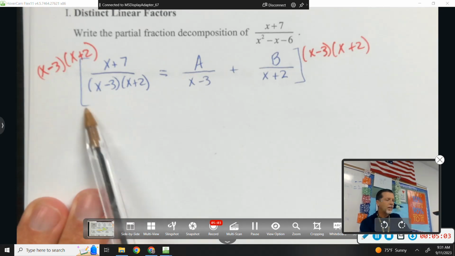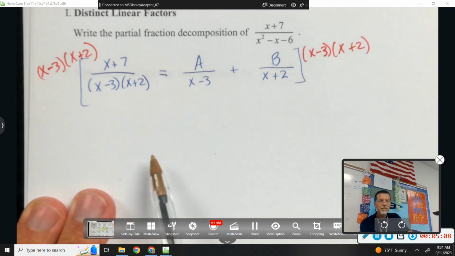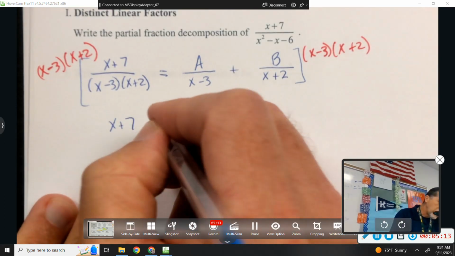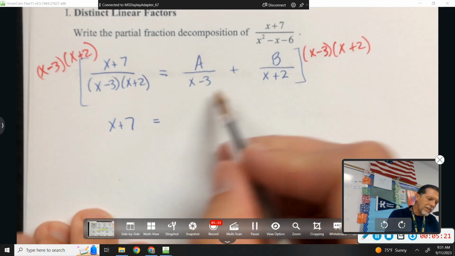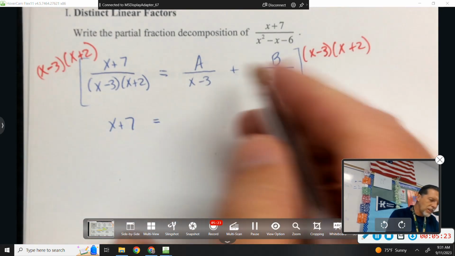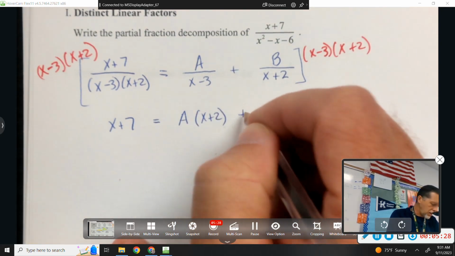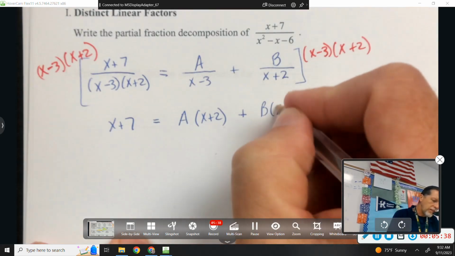On the left-hand side, what happens when we multiply by x minus 3 and x plus 2? All the denominators go away, and we're down to x plus 7. On the first term on the right, the x minus 3's cancel, and that leaves A times x plus 2. And for the second term, the opposite thing happens. The x plus 2's cancel, and that leaves B times x minus 3.